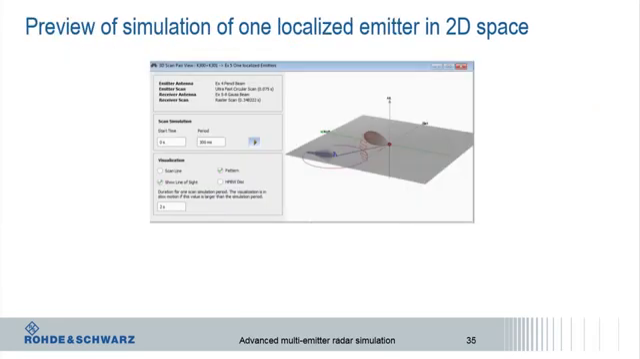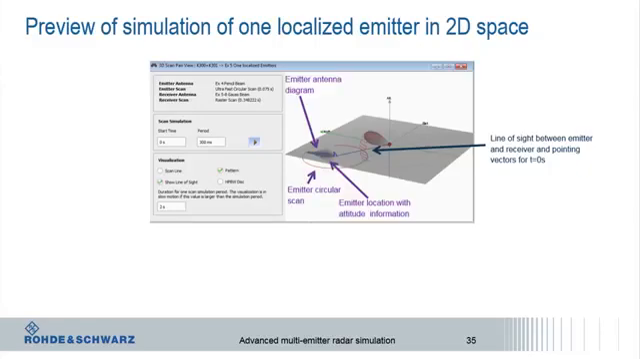Once all the definition has been done, you again have access to a preview tool. In the preview tool, you see the line of sight between the transmitter and the receiver. You see the emitter antenna diagram, you see the emitter circular antenna scan, for example, and you also see the emitter location on the map. In the middle, you see the receiver. The receiver is carrying an antenna. The receiver antenna is following a certain scan type, for example, a raster scan. And also, the receiver has a certain attitude information.